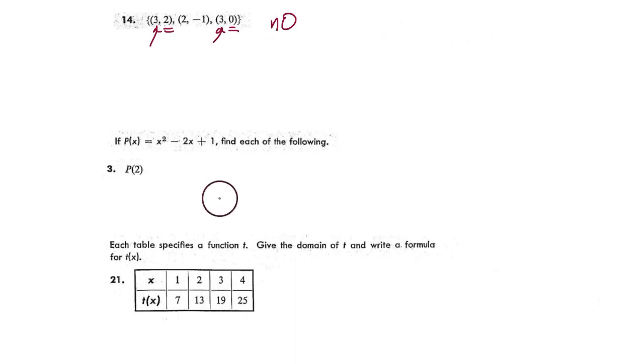Next, we have a function rule, and we're asked to evaluate p of 2. So you substitute in 2 and find the result. 4 minus 4 is 0. 0 plus 1 is 1.